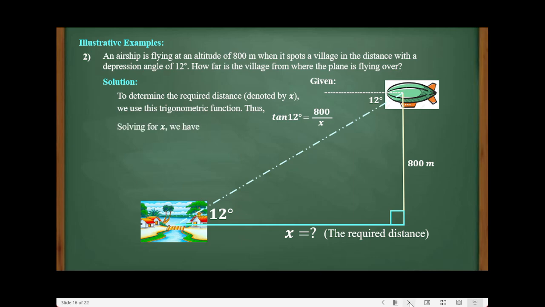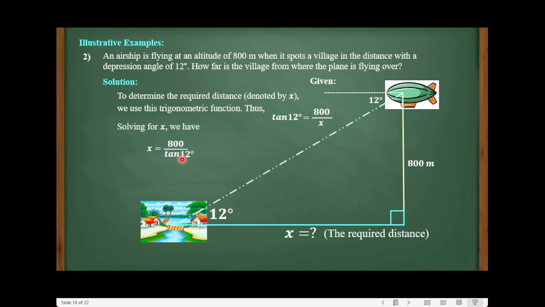And the solution goes like this. x is equal to 800 over tangent of 12 degrees. You just simply interchange the position of these two. Well, actually, we just did the cross multiplication process. And with that step, we have just transformed this equation to this one, solving for x.